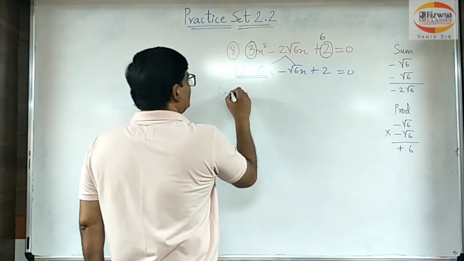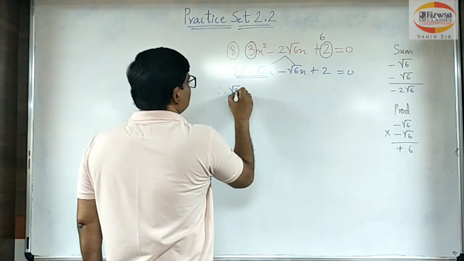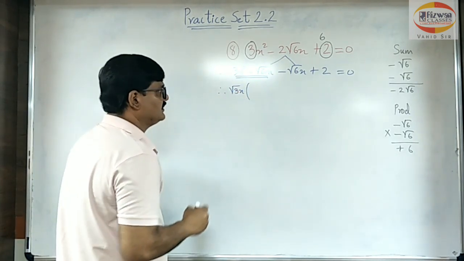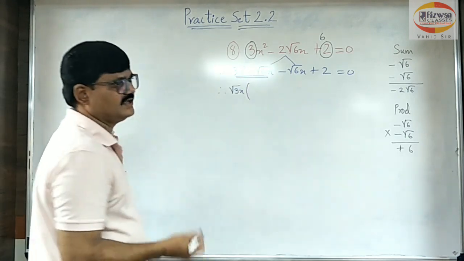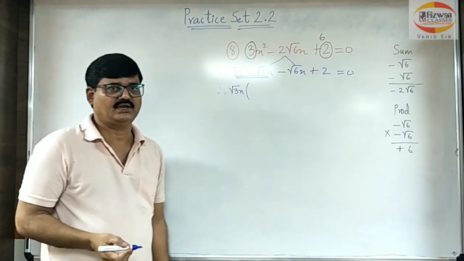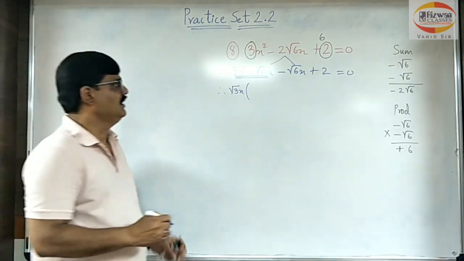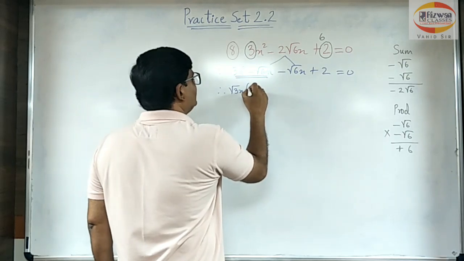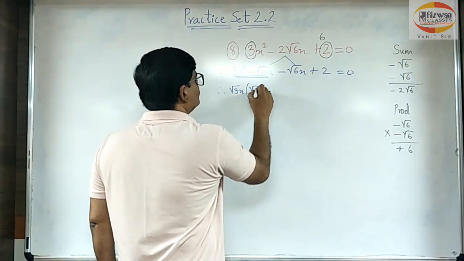Here I am removing common root 3x, and you may be thinking that there is no root 3x, only root 3 is there. So you have removed the root 3. I'll just show you that. In this case, if I write root 3x.